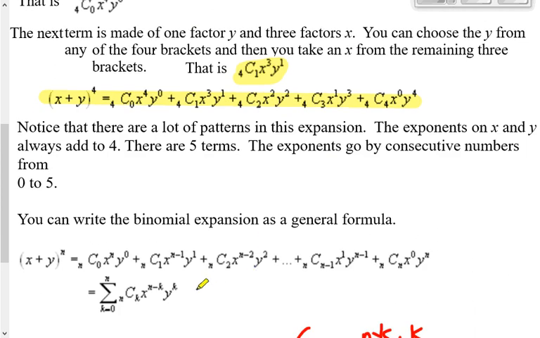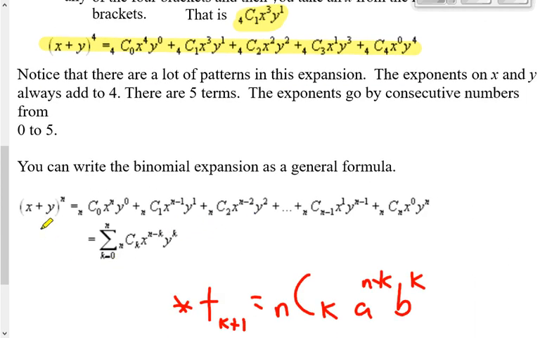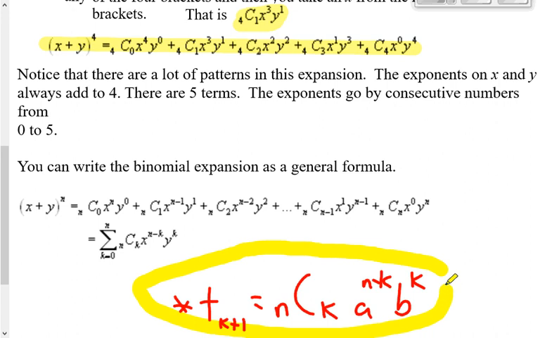So you can write the binomial expansion as a general formula if you want. It kind of looks like this. This is given to you on your formula sheet. I'm not sure if you'll find it helpful or not. Most students just learn really well when we do this next example, so I'm going to get to that in a moment.